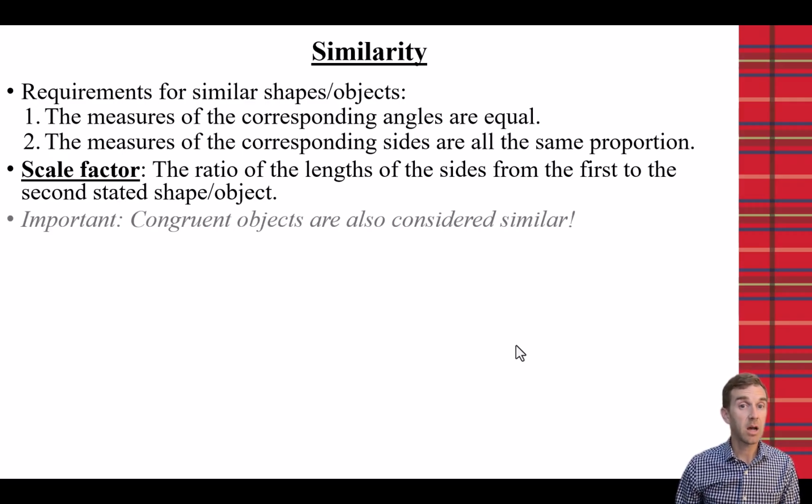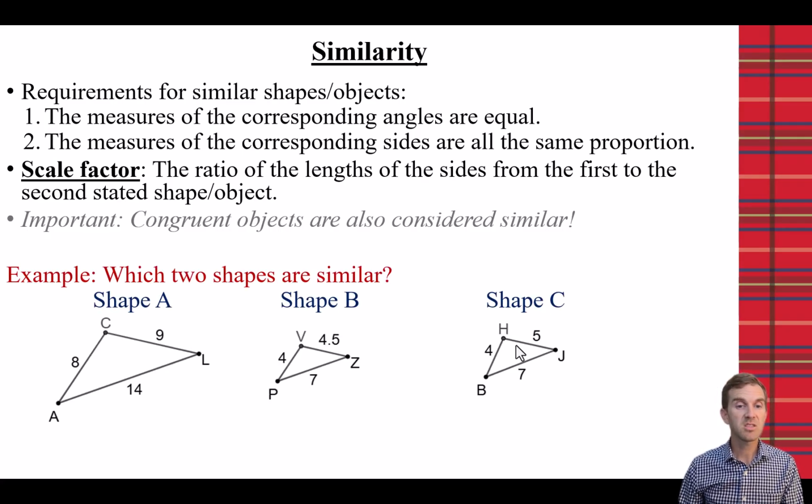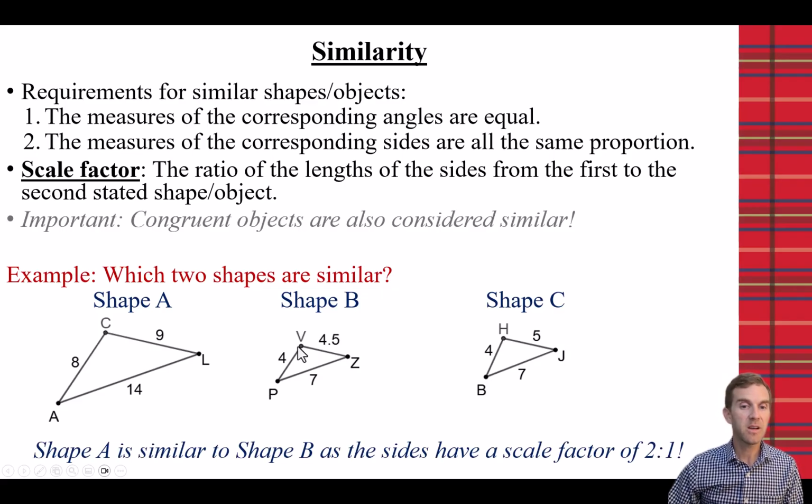Now, it's important to recognize that if objects are congruent, they are also similar because they have a scale factor of 1 to 1. So let's look at these three triangles and say, are any of them similar? And here, I want to match up the sides and say, do they follow the same scale factor? When I look at A to B, I can look at each of these sides, CA to VP, AL to PZ, and CL to VZ, and see that's a 2 to 1 scale factor. But if I do A to C, that side HJ doesn't match up with CL in the same way. And if I compare B to C, that side VZ doesn't match up with HJ. So the only set of similar shapes I have in this image are shape A and shape B.